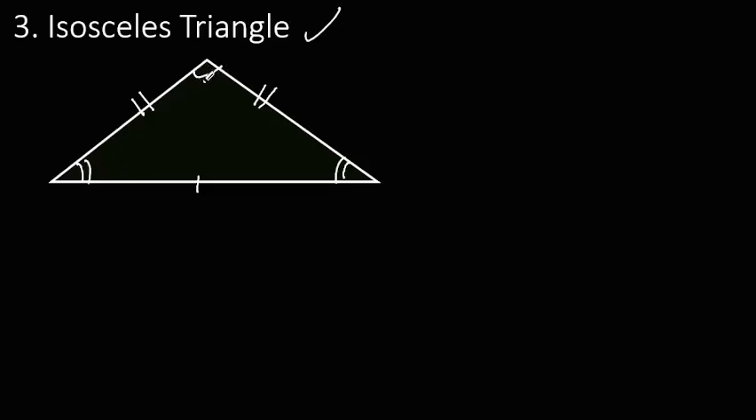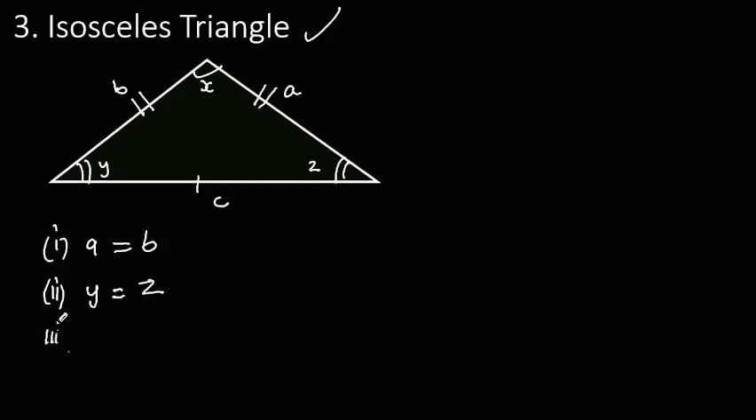So if I call this one the angle X, and this angle Y, and this angle Z, and these sides A, B, and C, the first property is that side A should be equal to side B, but different from side C. And the second property is that angle Y must be equal to angle Z.